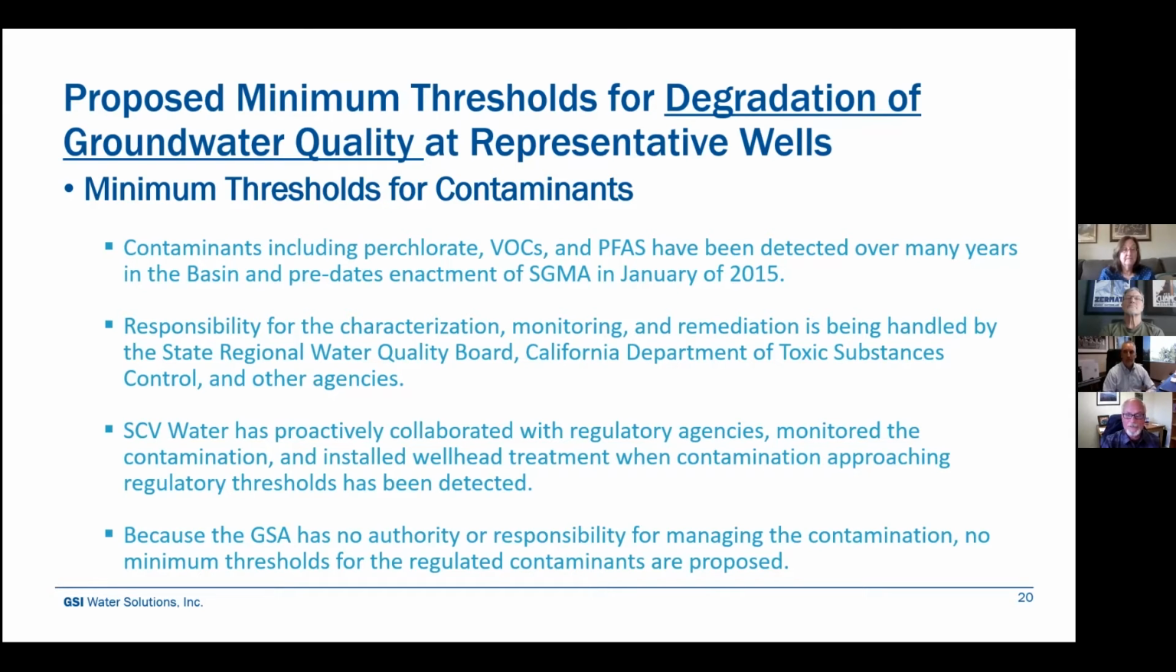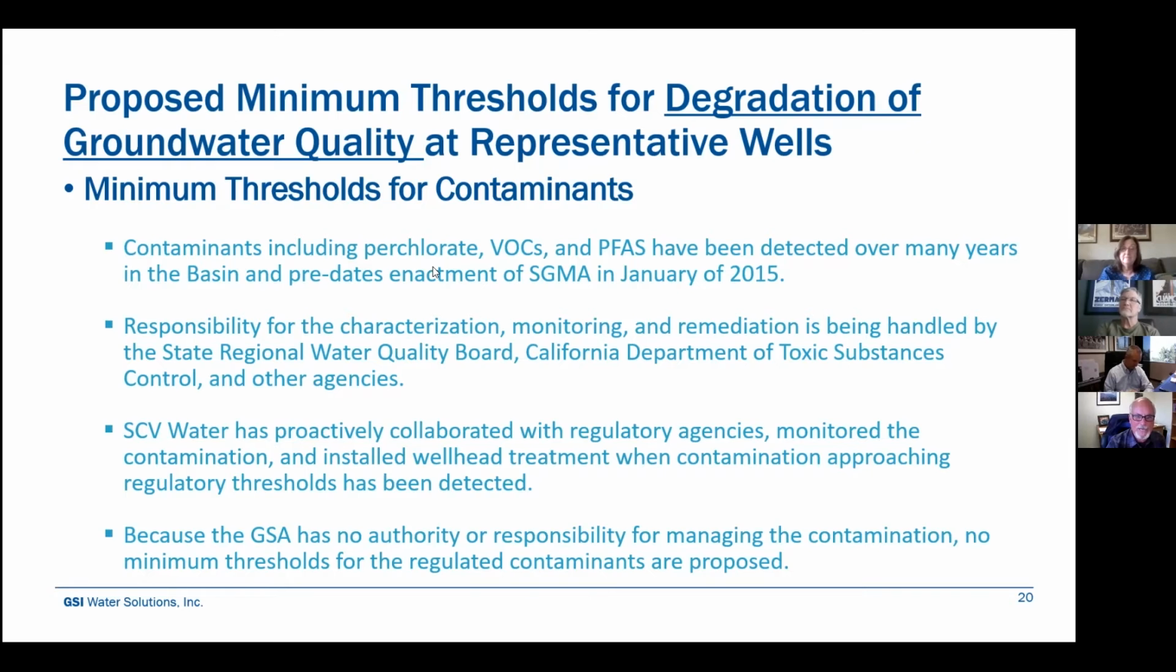However, we have to deal with the reality of detections of contamination when it comes to municipal drinking water and other sources of drinking water. For example, SCV Water has proactively collaborated with these regulatory agencies, monitored for contamination, and installed wellhead treatment when the contamination has been detected or approaches regulatory thresholds. And because the GSA has no authority or responsibility for managing the contamination, we've not established any particular minimum thresholds for those regulated contaminants.